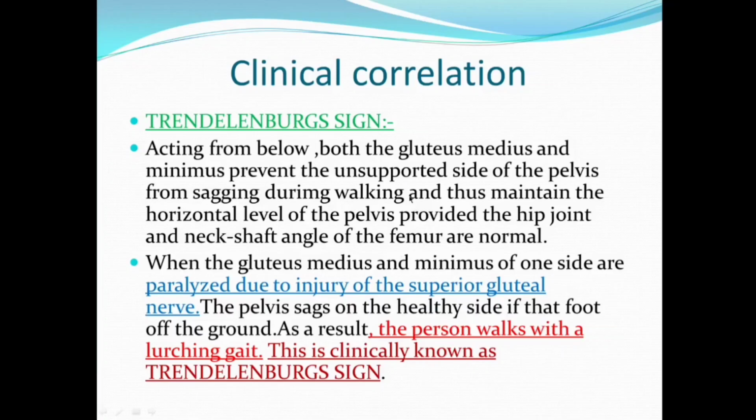Lastly, we'll talk about a clinical correlation, that is the Trendelenburg sign. Acting from below, both the gluteus medius and the minimus prevent the unsupported side of the pelvis from sagging during walking. Hence they maintain the horizontal level of the pelvis, provided the hip joint and the neck shaft angle of the femur are both normal.